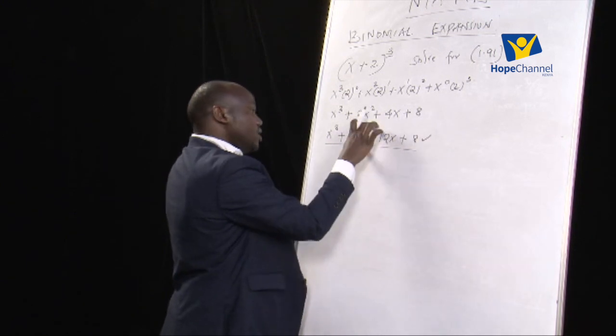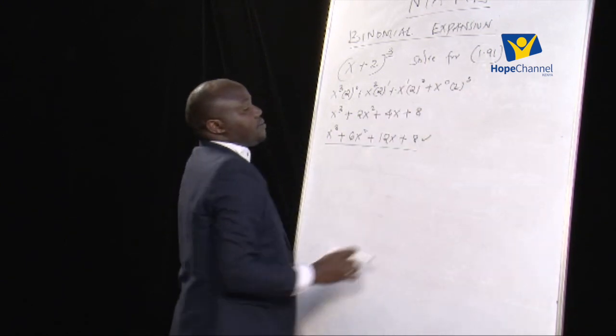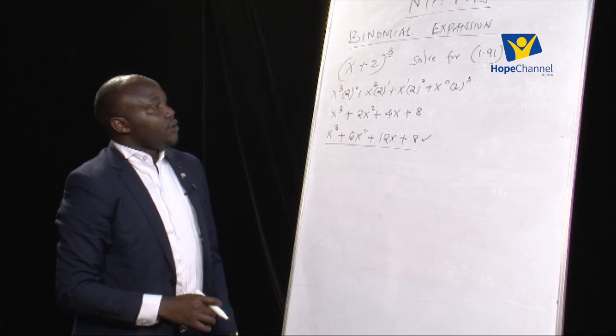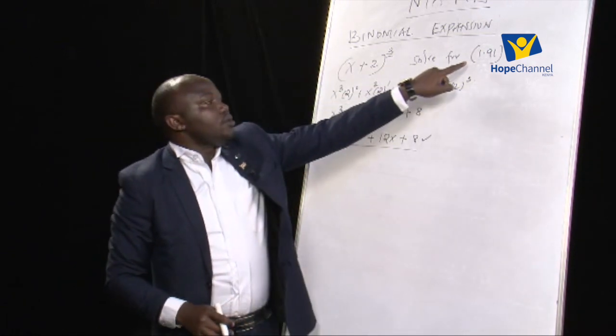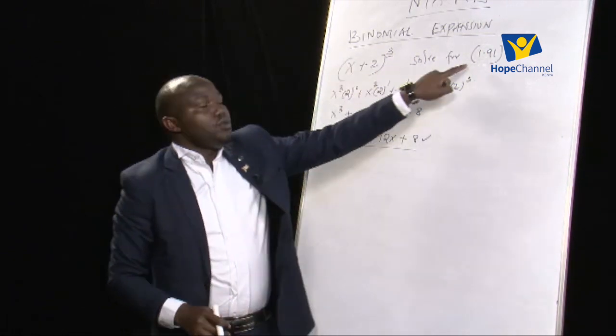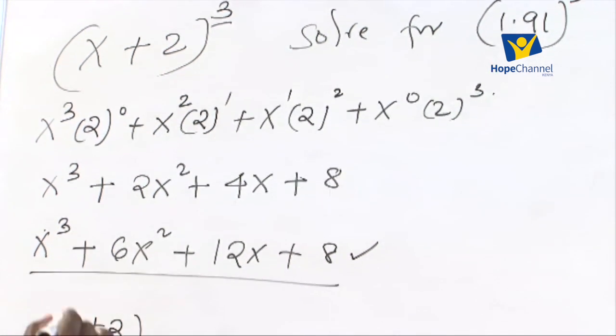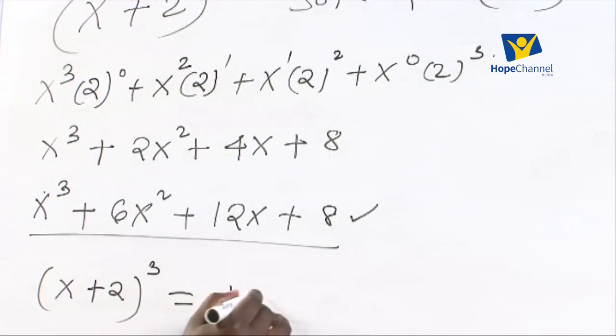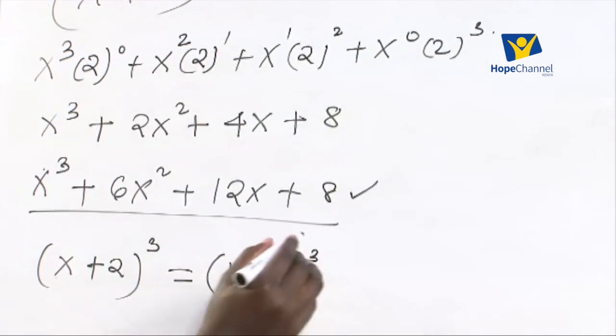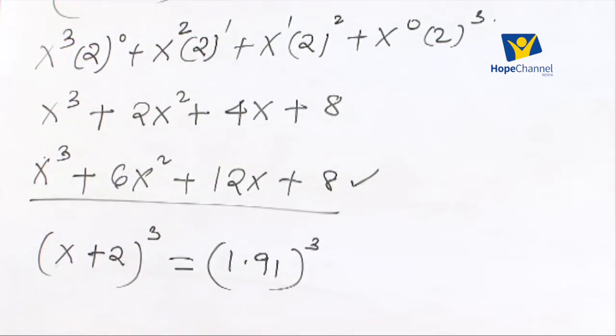Now you're going to use this to solve for 1.91. This is the procedure to follow. Equate the two expressions. I'm going to have (x + 2) power 3 is equal to 1.91 power 3. I've equated the two expressions.